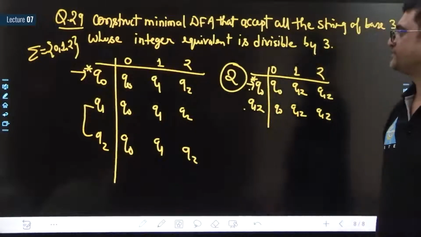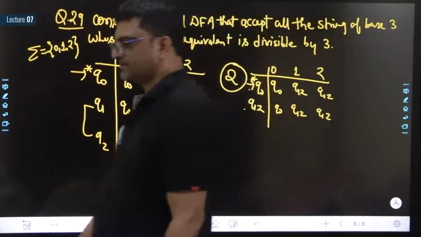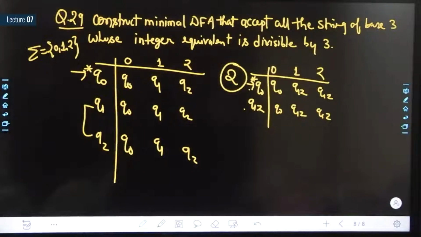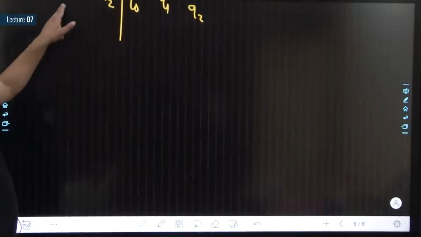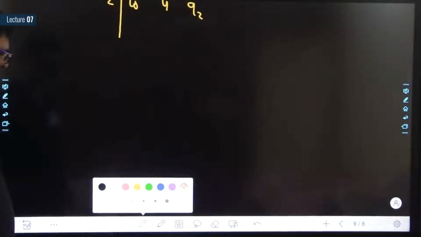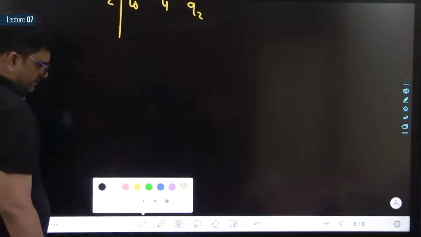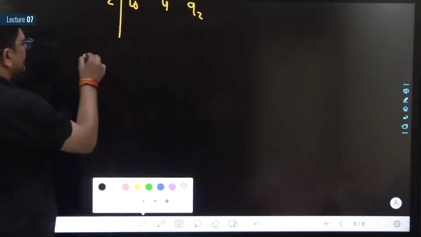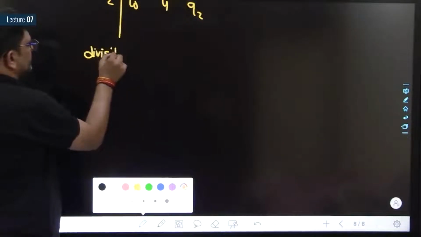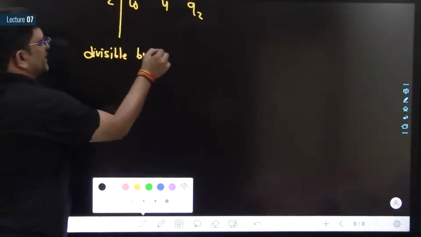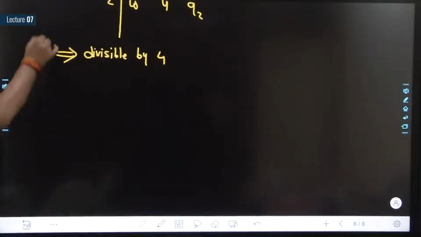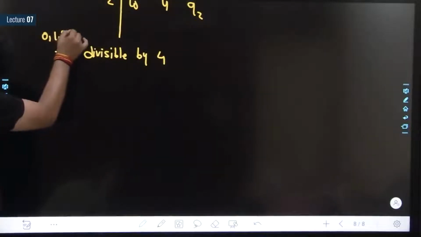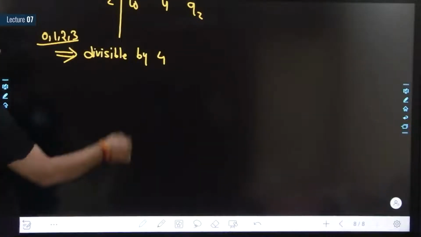Okay, next question. Same question, divisible by 4. How many remainders are possible? 4: 0 1 2 3. Number of states 4.